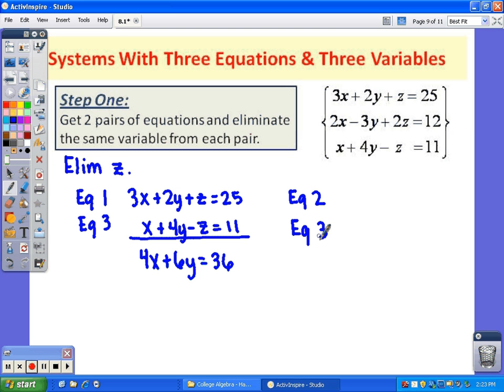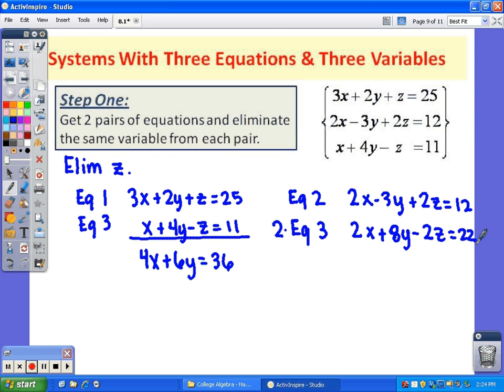All we would have to do is multiply equation 3 by a 2, and it would become opposite. So I'm going to leave equation 2 just like it is, and I'm going to take equation 3 multiplied by 2 all the way through, and then add them together. So we would get 4x plus 5y equals 34.